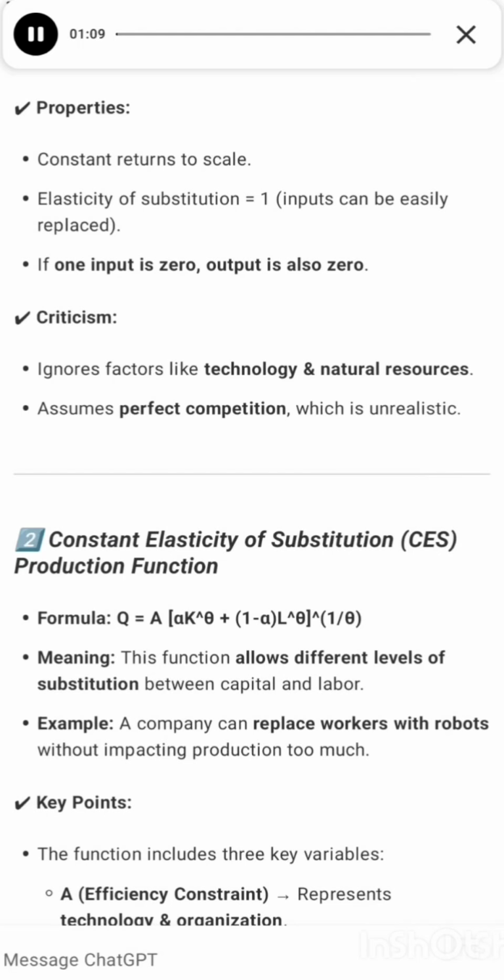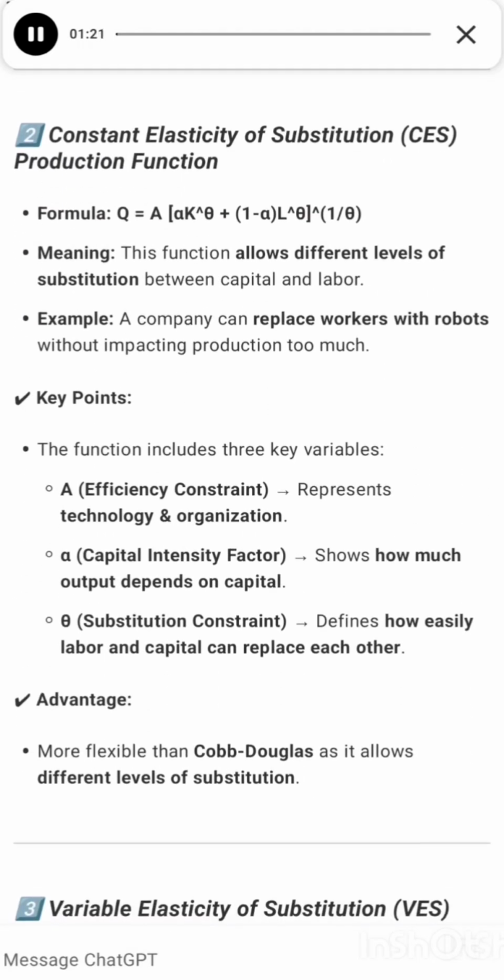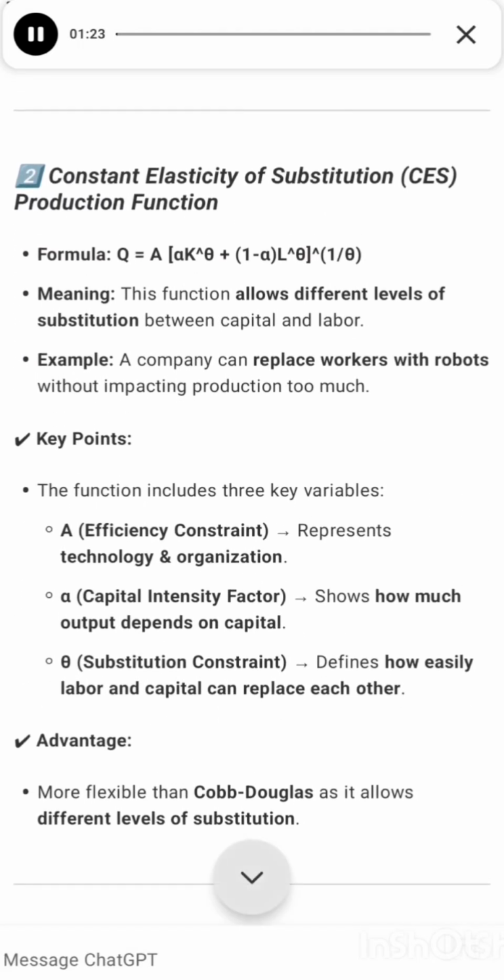2. Constant elasticity of substitution, CES production function. Formula Q equals A times delta K to the minus rho plus 1 minus delta L to the minus rho, all to the power minus 1 over rho. Meaning, this function allows different levels of substitution between capital and labor. Example, a company can replace workers with robots without impacting production too much.